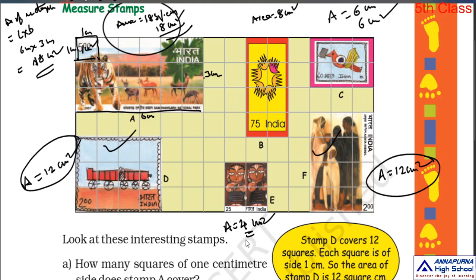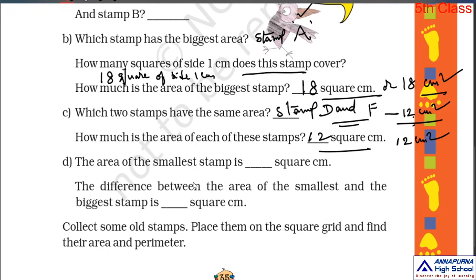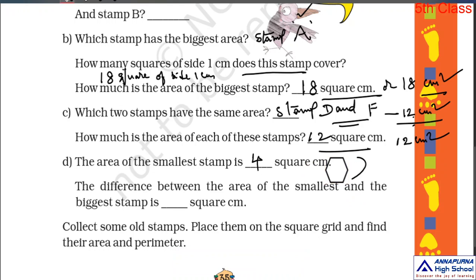4 is the smallest. Therefore, the stamp E is the smallest area. The area of the smallest stamp is 4 centimeters square. What is the stamp? Stamp E. Now, last one is the difference between the area of the smallest and the biggest stamp is dash.